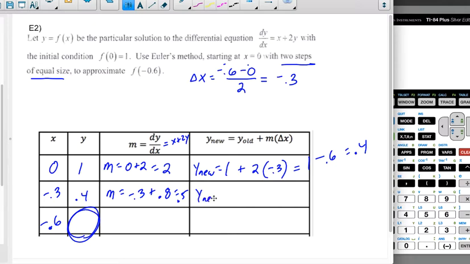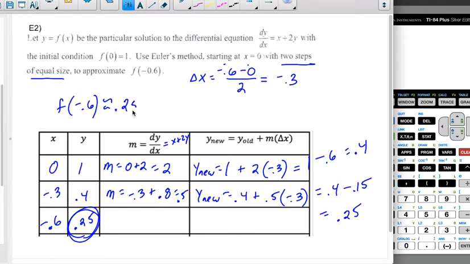So my new y is the old y, 0.4, plus the slope, 0.5, times that change in x, which is the negative 0.3. So admittedly, you're going to have to do a little bit of math here. I get that that's not the most fun thing in the world, but we'll survive. So I'm going to have to do half of 0.3. Well, half of 3 is 1.5, so half of 0.3 is 0.15. So I end up getting 0.4 minus 0.15, and so I end up getting that this is 0.25. So f of negative 0.6 is approximately 0.25.